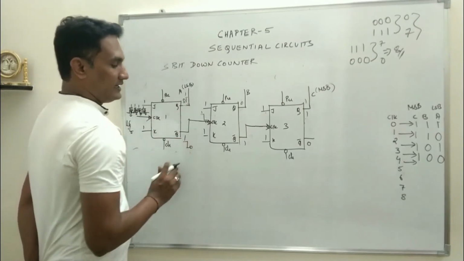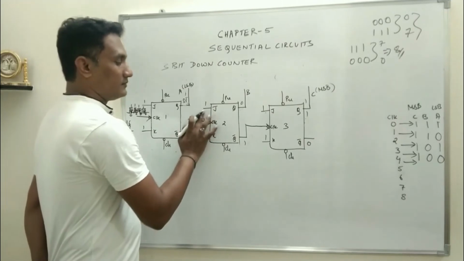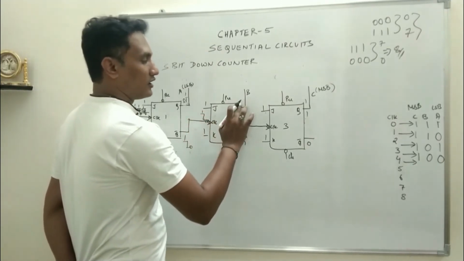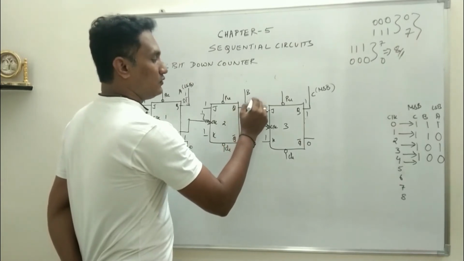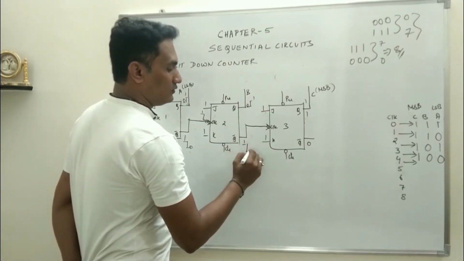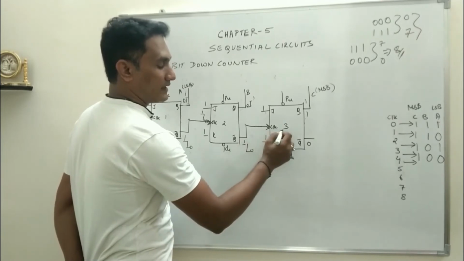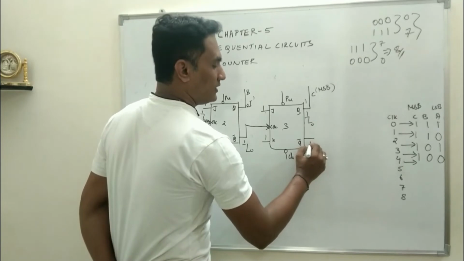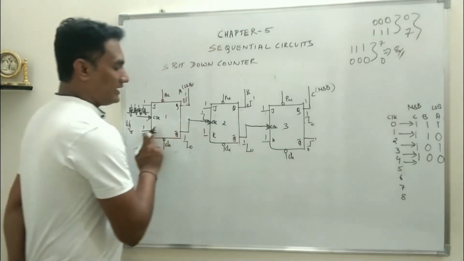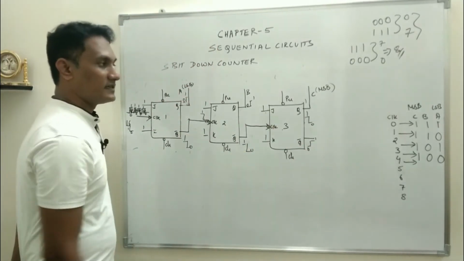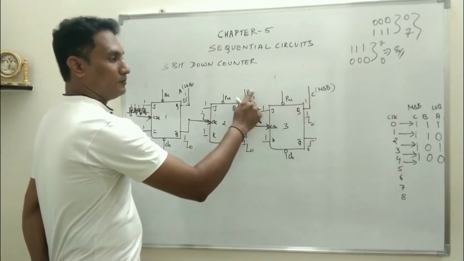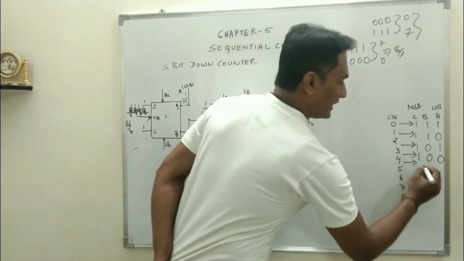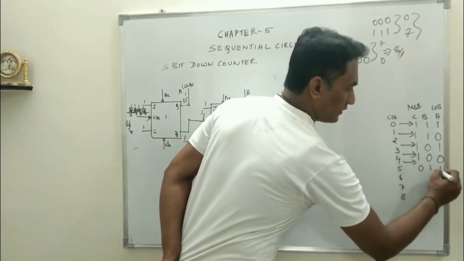Similarly, as this is the clock input for the second flip-flop, the second flip-flop will toggle. B will go from 0 to 1, Q bar will go from 1 to 0, which will act as a clock input for the third. C will go from 1 to 0, Q bar will go from 0 to 1. So at the end of the fourth clock pulse, all flip-flops change their state. So C becomes 0, B becomes 1 and A becomes 1.